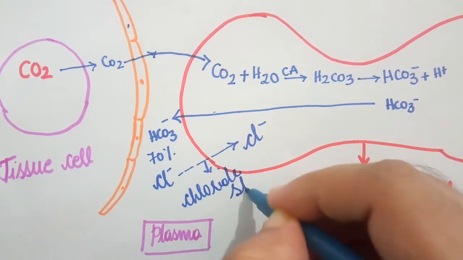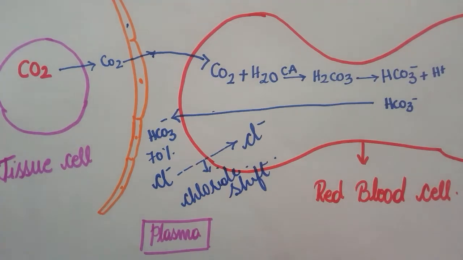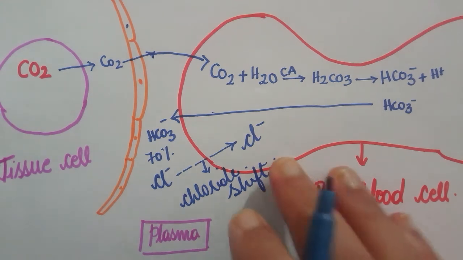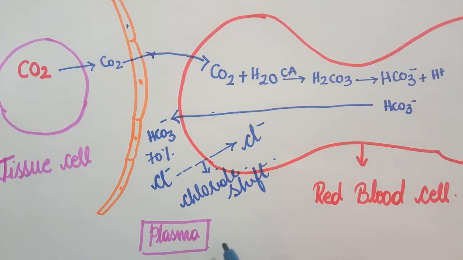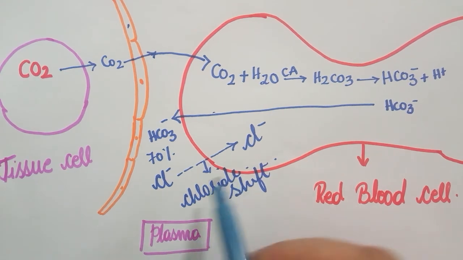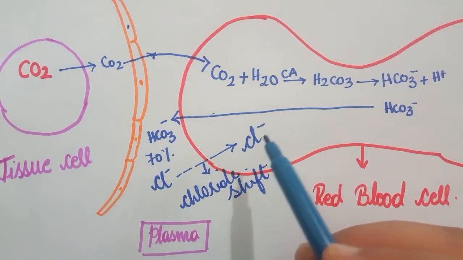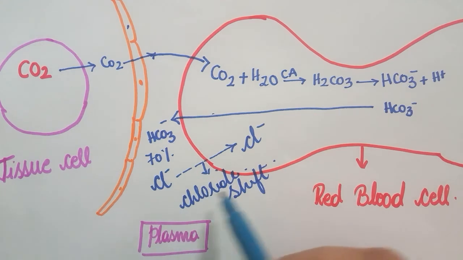So what is chloride shift? How can you define chloride shift? Chloride shift is defined as the exchange of a negative ion to maintain the electrical balance between the blood plasma and the RBC. Now bicarbonate ion is lost, chloride is entering inside, so this is called as chloride shift.